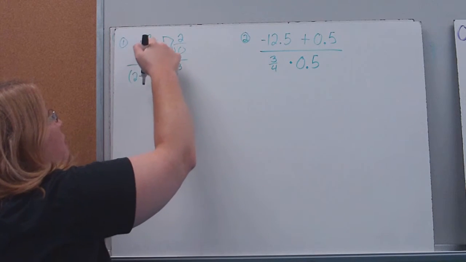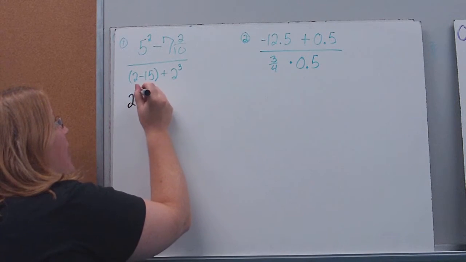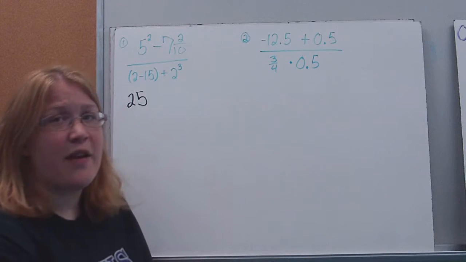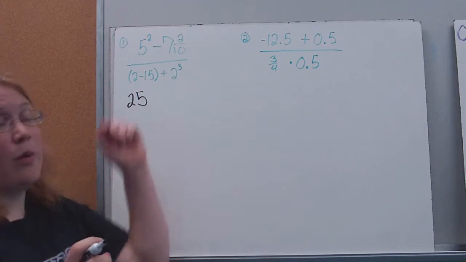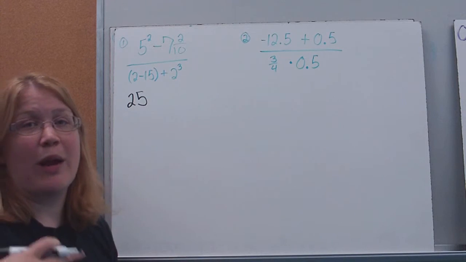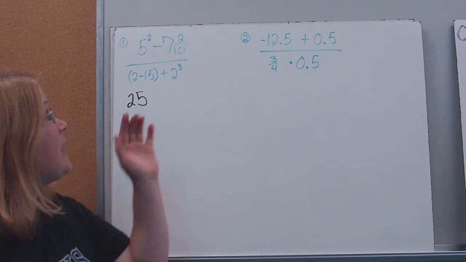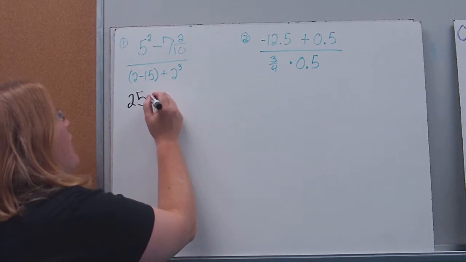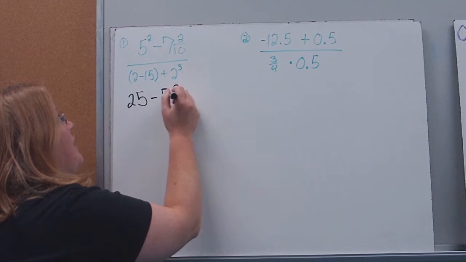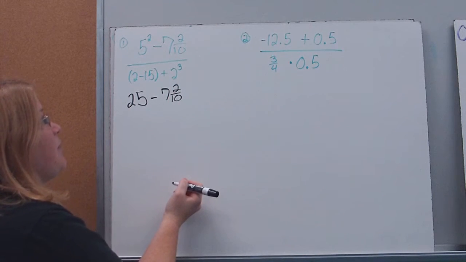So the first thing I'm going to do is my 5 squared. 5 squared means I'm taking 5, I'm multiplying 5 times 5. Not 5 times 2, that's not what it's saying. Remember the exponents, and you can go back and rewatch those videos if you have to. It means I'm taking the base and multiplying it twice. 5 times 5 is 25. So now I have 25 minus 7 and 2 tenths.